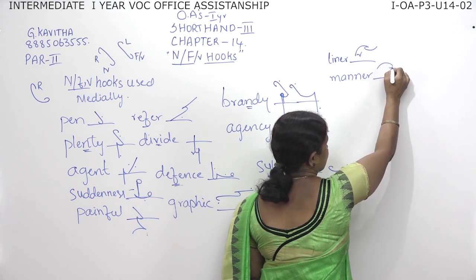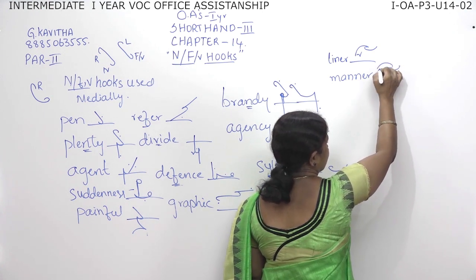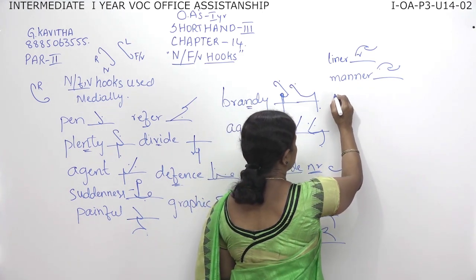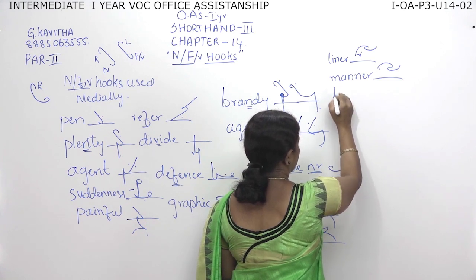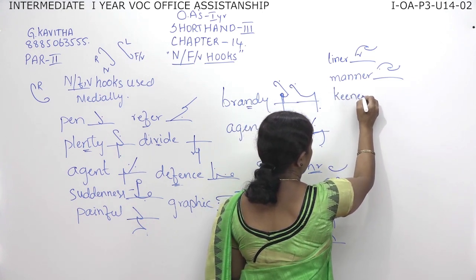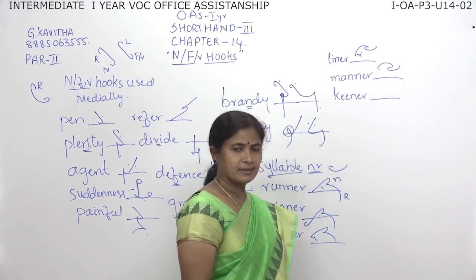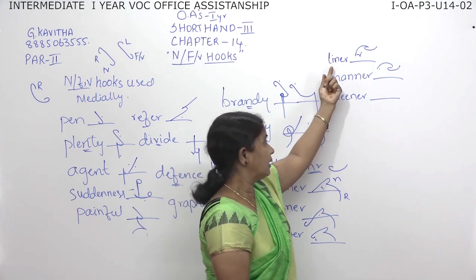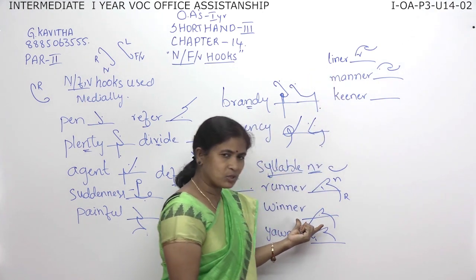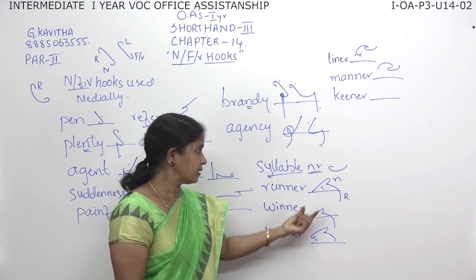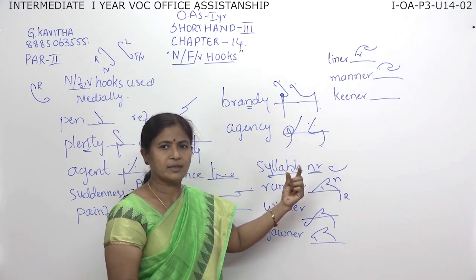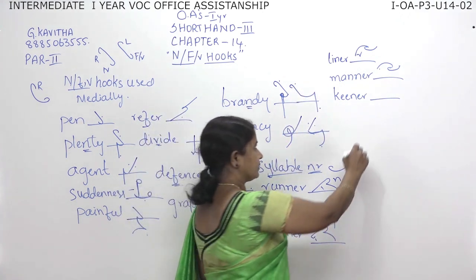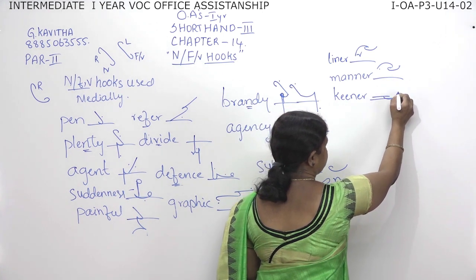Manner. M and ner. Liner. Manner. Keener. K and ner. Since K is not an upstroke, M is not an upstroke, and L is not an upstroke. Only after upstrokes do we use enok and r for the sound of ner. In all other cases we use the hooked form of ner.